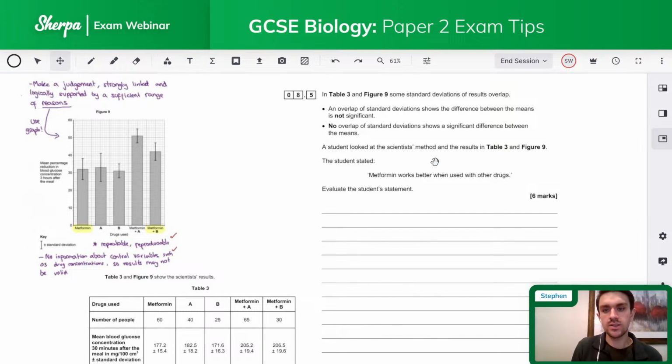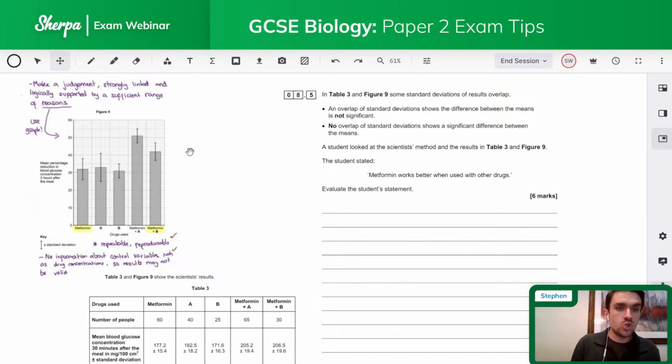A student looked at the scientist's method and the results in Table 3 and Figure 9. The student stated metformin works better when used with other drugs. Evaluate the student's statement. Now, if we're using evaluate questions, we need to make a judgment. We need to give an opinion, okay?